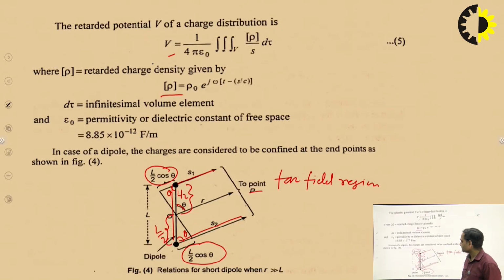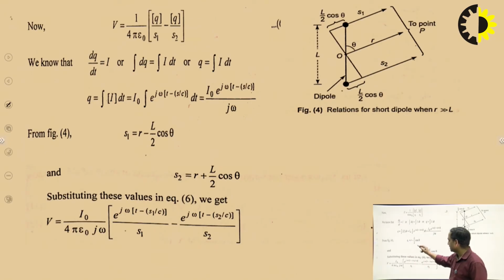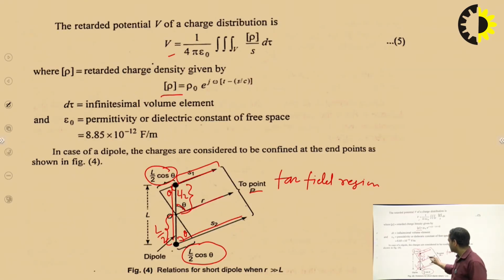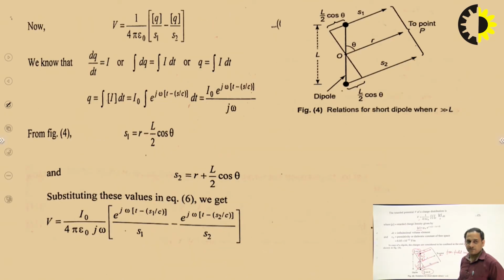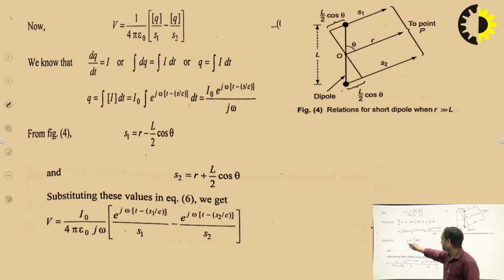In this case, S1 is the distance from this point to this point. So we can write R minus L by 2 cos theta equal to S1, and S2 will be nothing but R plus L by 2 cos theta, right? So from this diagram we can write the values of S1 and S2, okay? This was the case we had to consider for S1 and S2.